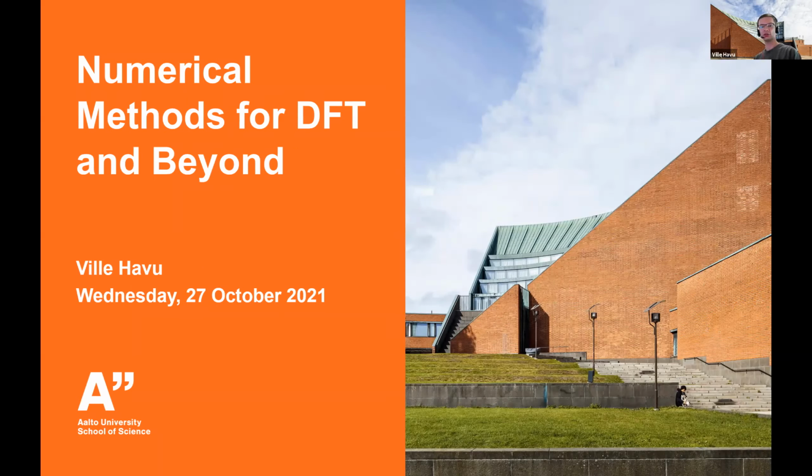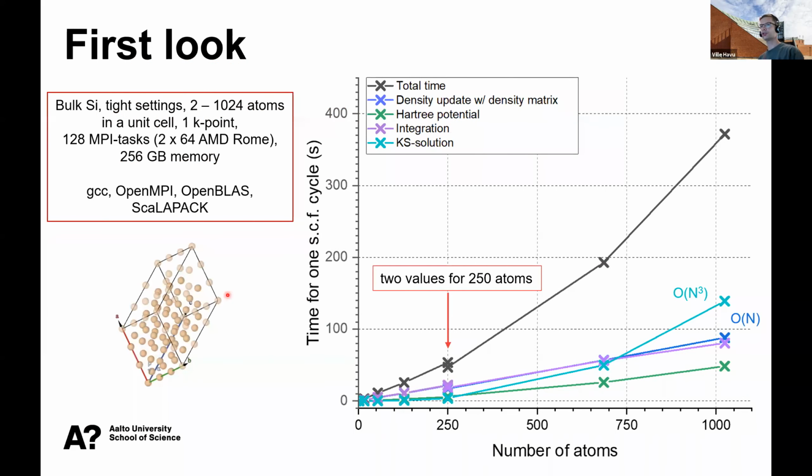So let's start. This is the first look one should have when talking about scaling on large scale systems on large computers. One should first look at this kind of graph. I've chosen a test system, in my case just bulk silicon, so it's a periodic system. Then I set tight settings for that, just out of the AIMS playbook without any further optimization. And then I vary the size of the system in a unit cell. So obviously it's infinite, but in the one unit cell, I vary from 2 to 1024 atoms, which gives me an idea of the scalability of things.